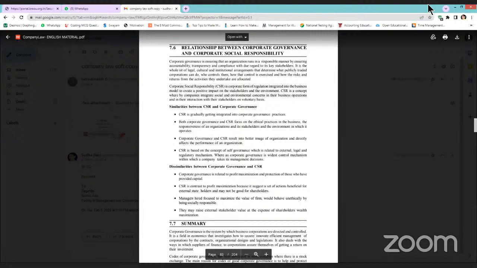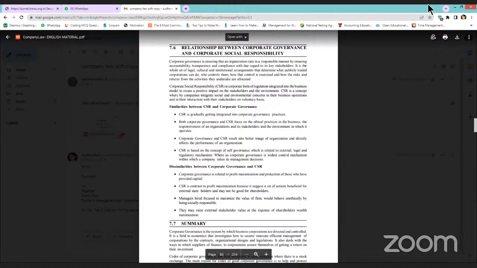So let us see the similarities of both. First, CSR is gradually getting integrated into corporate governance practices. Corporate governance is making people accountable, transparent, and following certain rules and regulations, which is also CSR, the social responsibility. Whatever actions you take inside the organization make people accountable for any negligence. In this, CSR and corporate governance are similar.